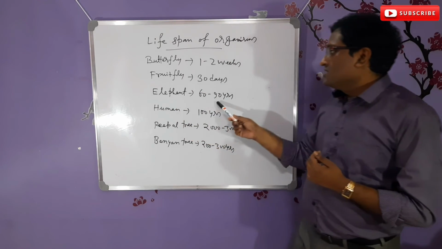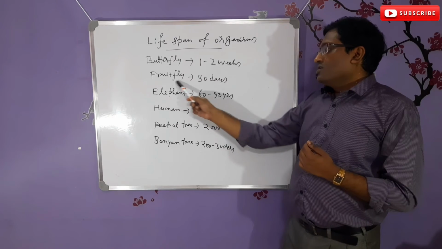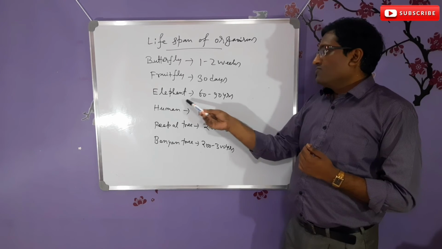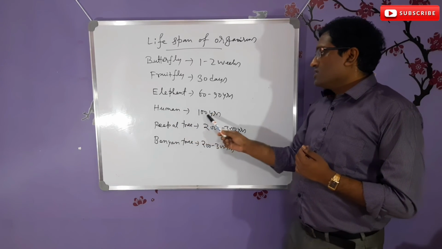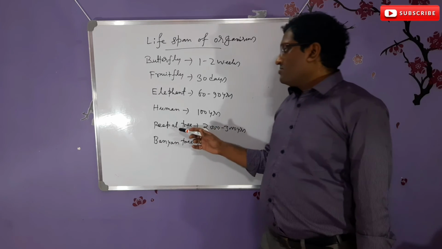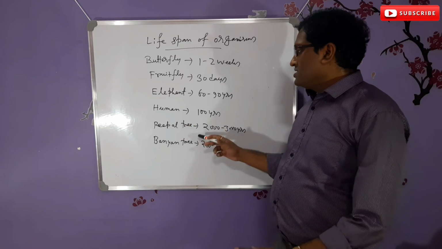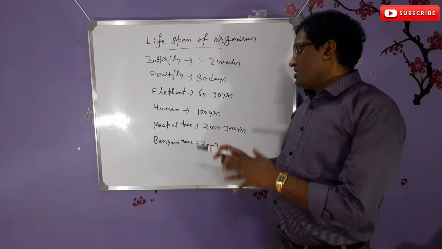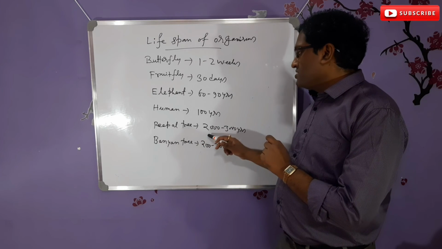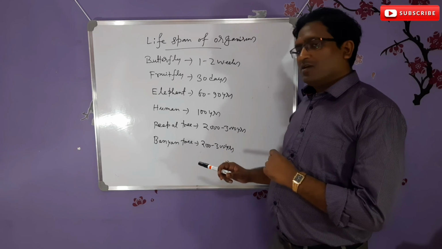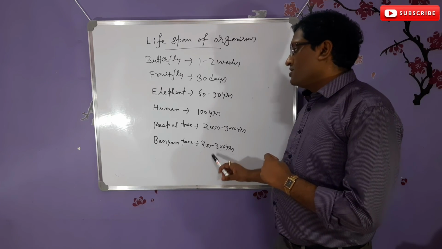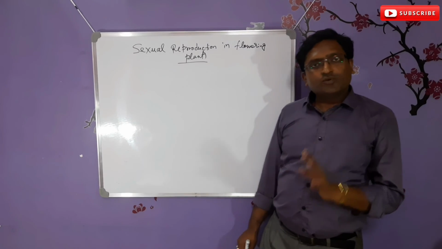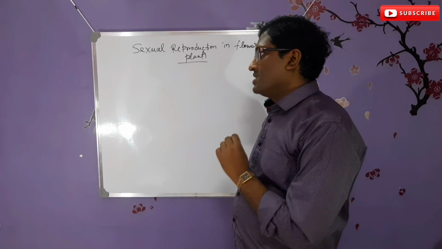Lifespan of elephant, you can see this, 60 to 90 years. It is very important. Many times these questions have come in ISC. What is the lifespan of elephant? It is 60 to 90 years. The lifespan of human is 100 years. Now come to the lifespan of trees, where you can see the peepal tree, which has the longest lifespan among all the animals and trees, and it is very important for ISC. The lifespan of peepal tree is 2000 to 3000 years, and the lifespan of banyan tree is 200 to 300 years.